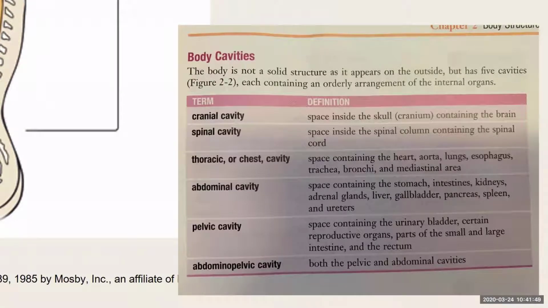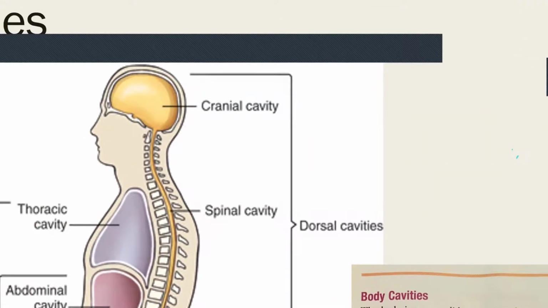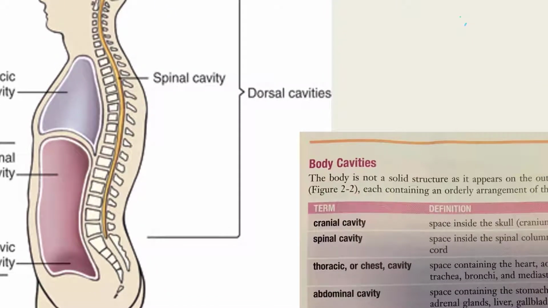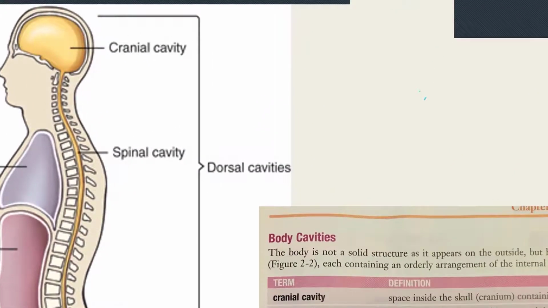So listed there in page 21 of your book, that's where this figure comes from. But we could see several of the different cavities. Cranial cavity, of course, that's holding the brain. That connects with the spinal cavity that is holding your spinal cord. And of course, those two things together help make up the nervous system.